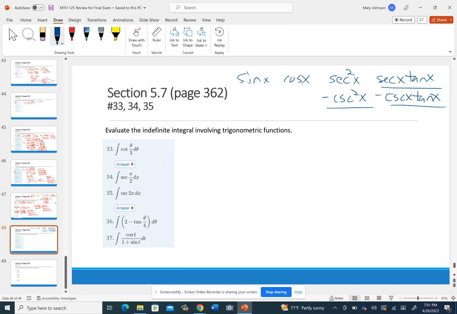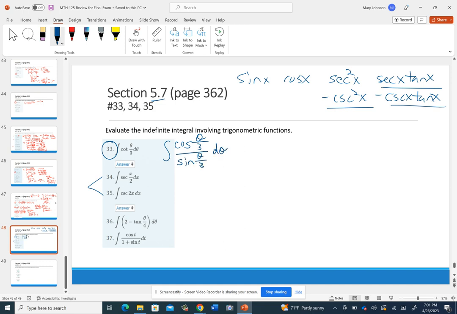But if you just have tangent or cotangent or secant or cosecant, not squared, but just secant or cosecant by themselves, you don't have a strategy yet for that until section 5.7. All right, so let's look at 33 on this one, and then we'll do one of these two because they're very similar. So if I were doing 33, I could have memorized the rule, or I could figure it out. I would have done this one by thinking about how cotangent is cosine over sine.